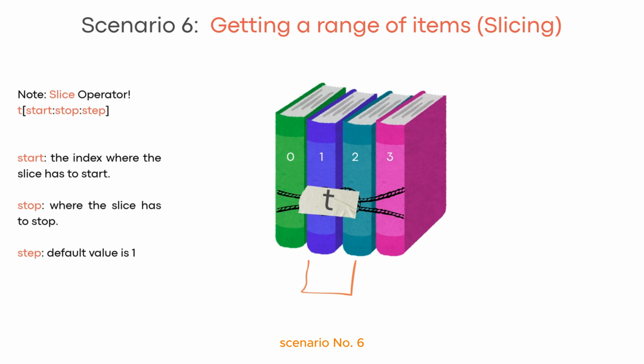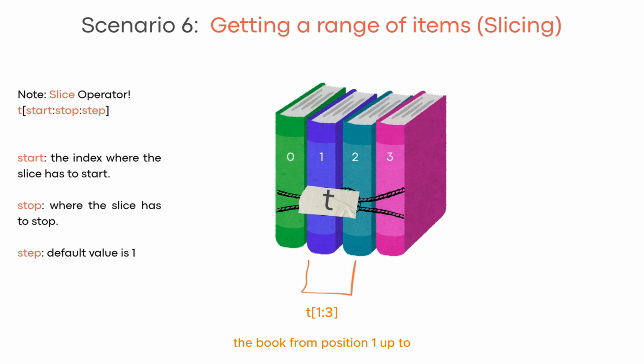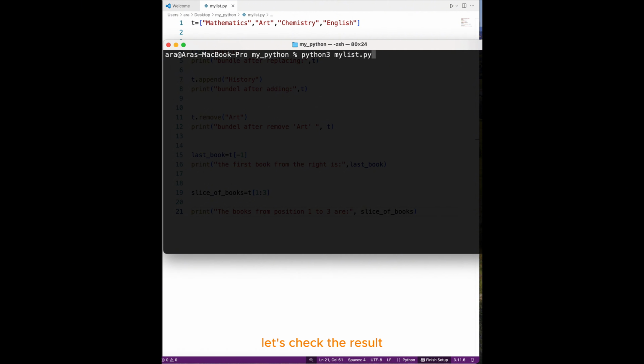Scenario number 6. Getting a range of items. Slicing. How do we ask the librarian for a range of books? For example, the books from position 1 up to, but not including, position 3. Slice of books equal to T 1, 2, 3. From 1 to 3. Remember, print the books from position 1 to 3 are slice of books. Let's check the result.